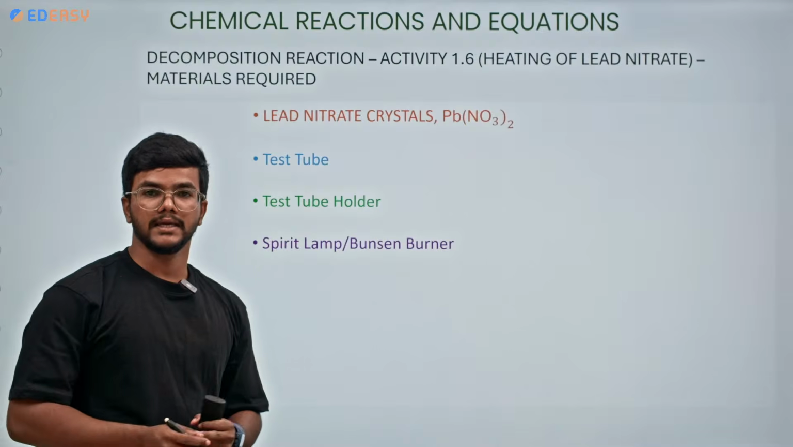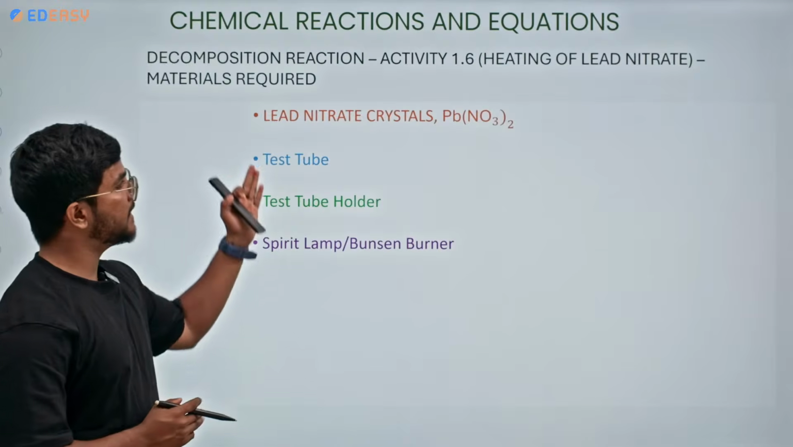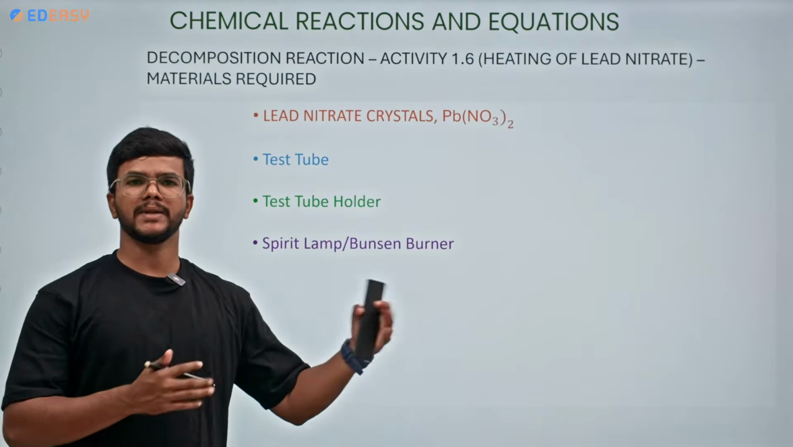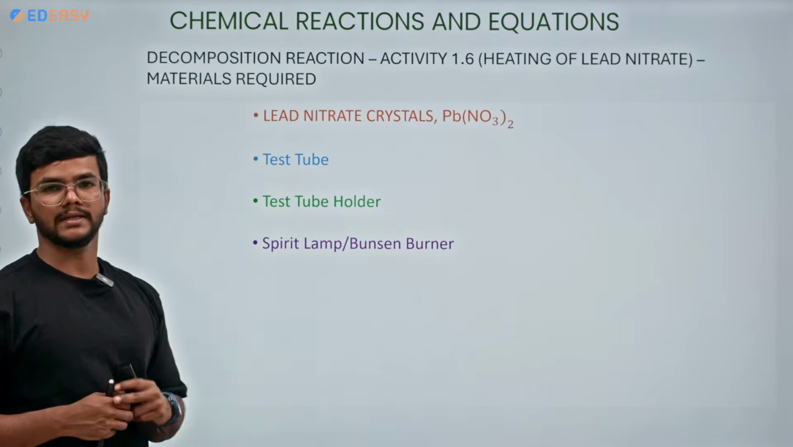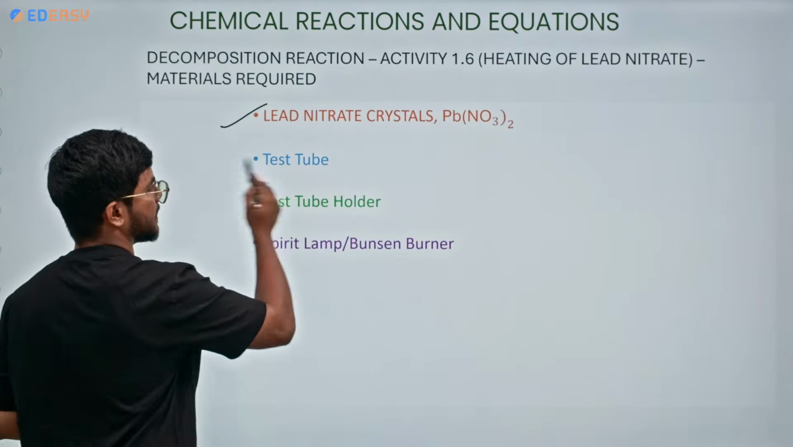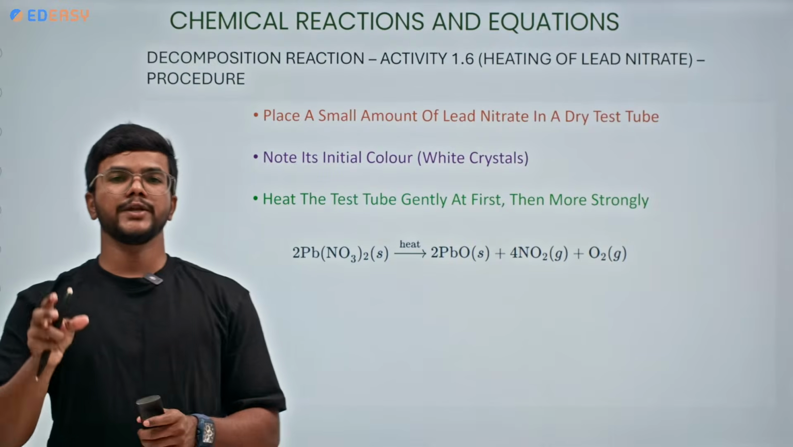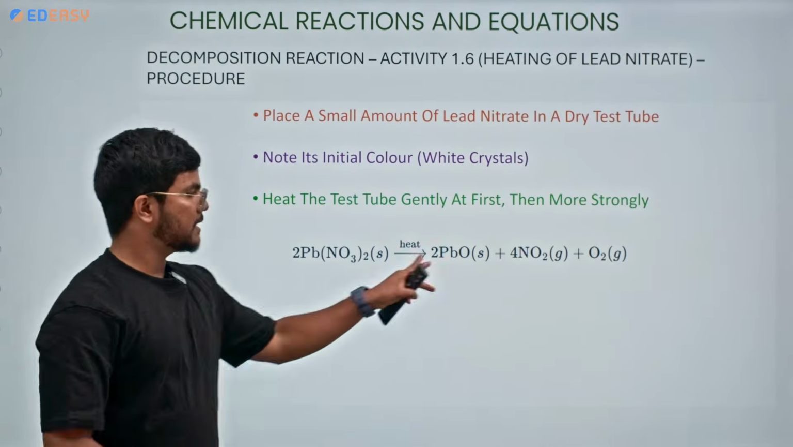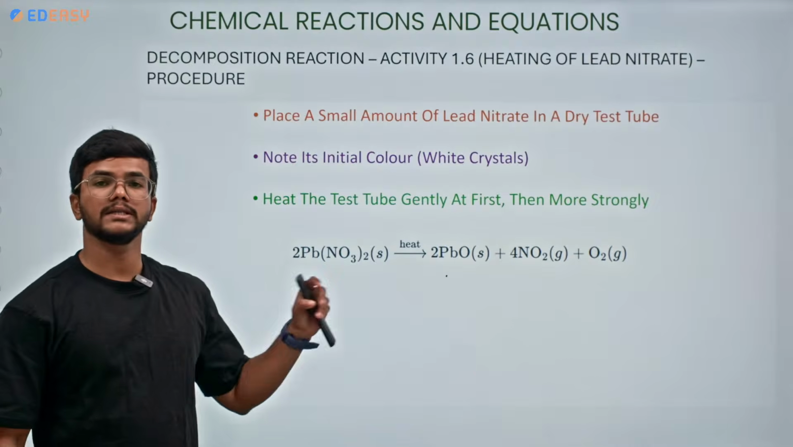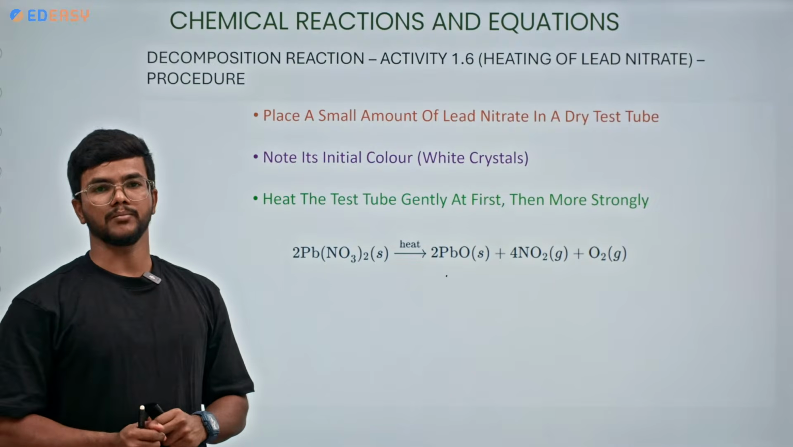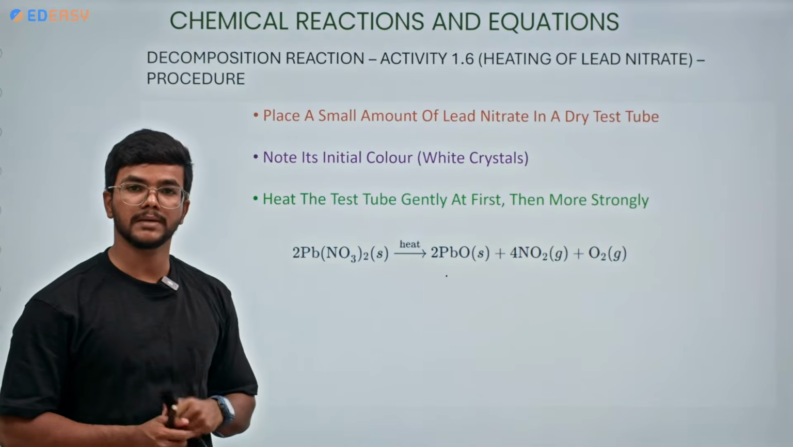The next reaction is the same kind of decomposition reaction, activity 1.6, heating of lead nitrate. Same as before, but in place of FeSO4 we are taking lead nitrate. The materials required are lead nitrate, a test tube holder and a Bunsen burner. The procedure is the same. When you heat the lead nitrate, it gives PbO, lead oxide, nitrogen dioxide and oxygen. So this is also one type of decomposition reaction. Which type of decomposition reaction is it? Let me know in the comments.